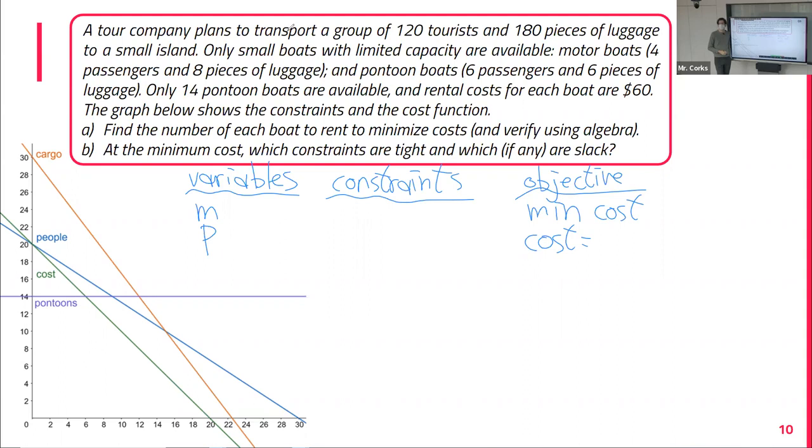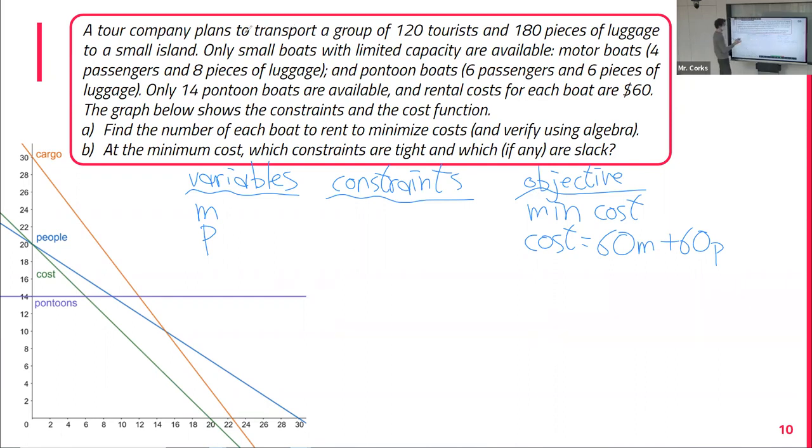Cost. What's the cost? You're thinking constraints. Okay, so tell me as an equation. 60M plus 60P. So that's how much money it costs. We have to pay $60 for each motorboat, $60 for each pontoon boat. That will give us the total cost. There's our objective function. All right, constraints.